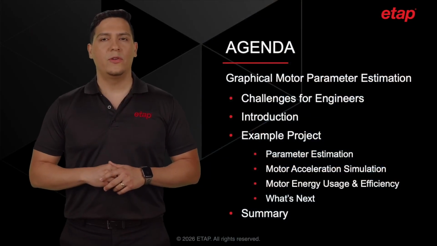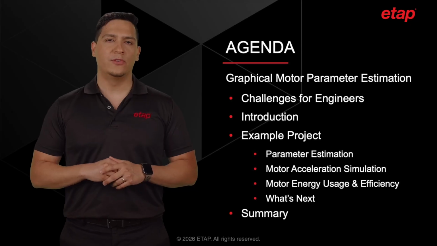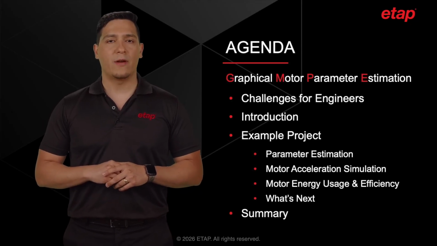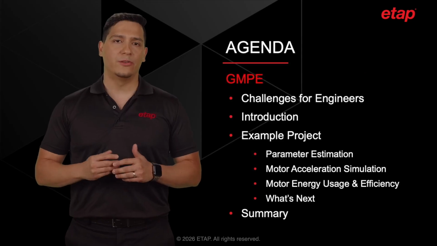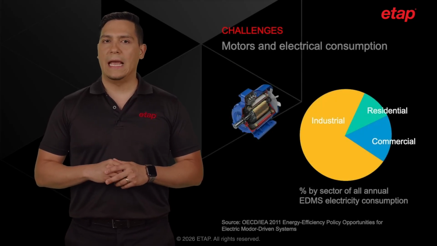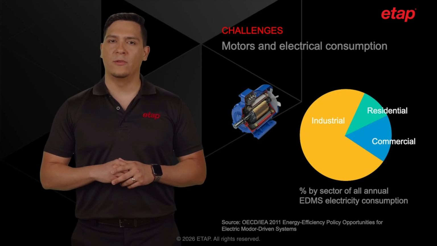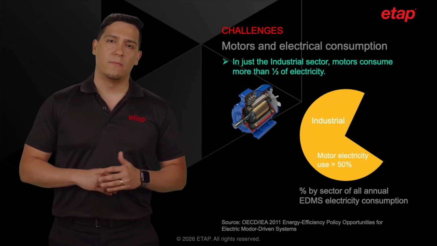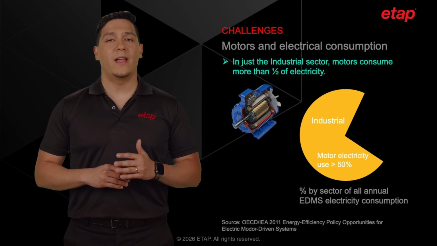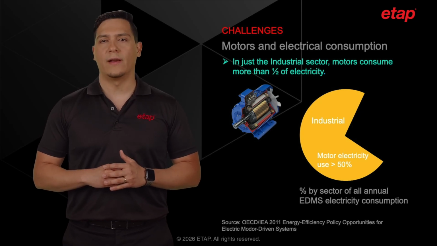Today, we're going to introduce you to a brand new feature that will join the ETAP family of solutions for power system simulations, the Graphical Motor Parameter Estimation, or just GMP. As you might know already, electric motors are the workhorses of almost every type of industry, from pumps to compressors to fans and conveyors. They consume more than half of the industrial electricity worldwide.